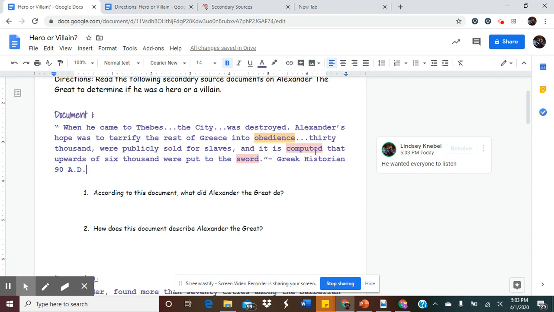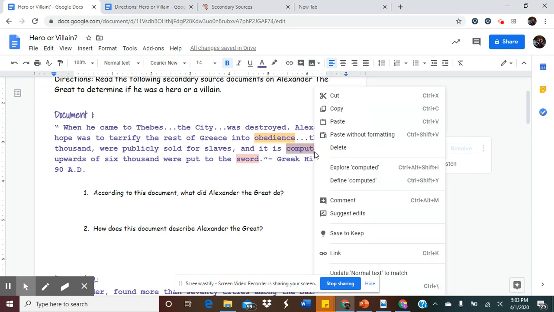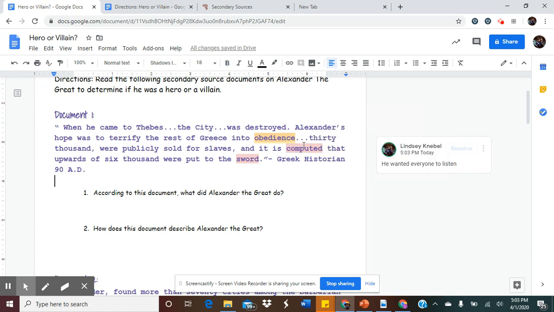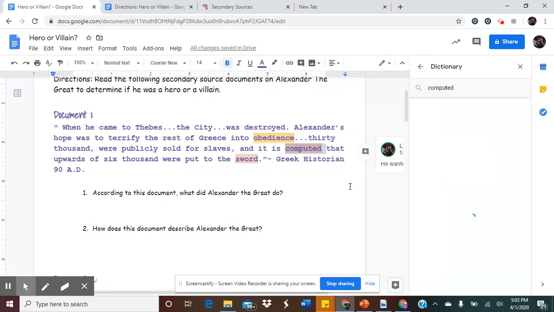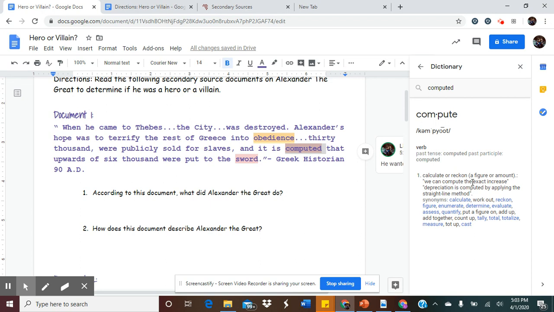So let's do that again with computed. I know, like, computers, but I don't understand that. So again, we're going to highlight it. We're going to right click that word, hit define. It's popping up here: calculated or reckoned. We can compute the exact increase. Work out, calculate, evaluate, determine. Okay, let's read that. And it is determined that upwards of 6,000 were put to the sword. Okay, I like it. Evaluate, I think I like determined. That makes sense to me.